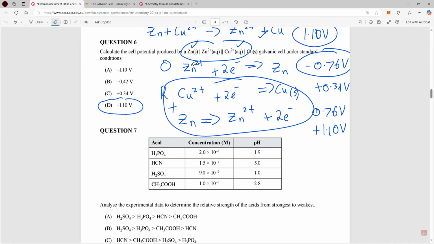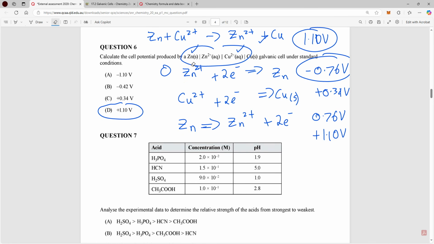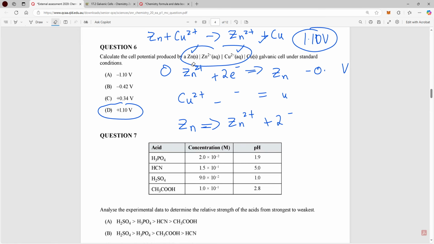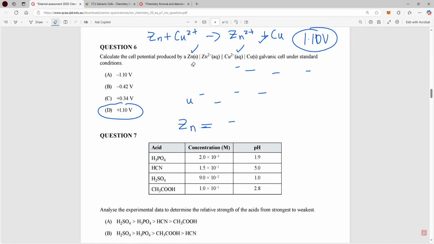My advice when doing questions like this, find where they are sitting on that table, work out which one's undergoing oxidation, which one's undergoing reduction, and from there just try and make the equation and flip the voltages around if you flip the equations, and then add them together, and that won't fail you. Guaranteed. Alright, so let's take a look at this next one.